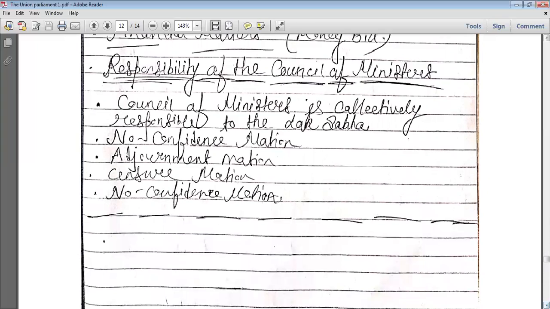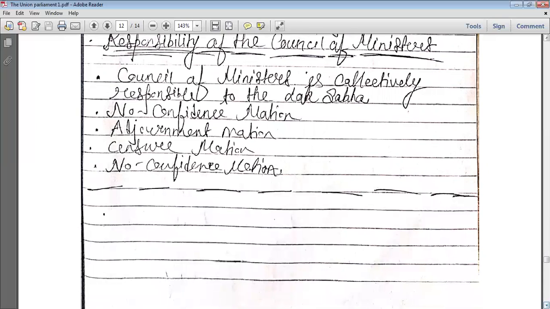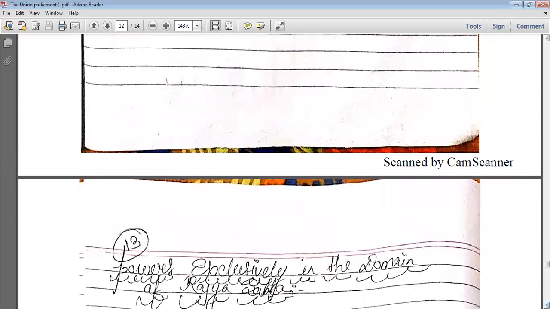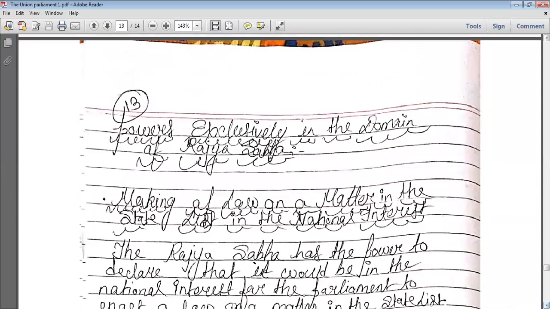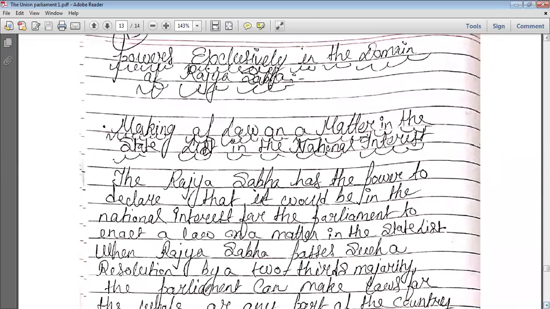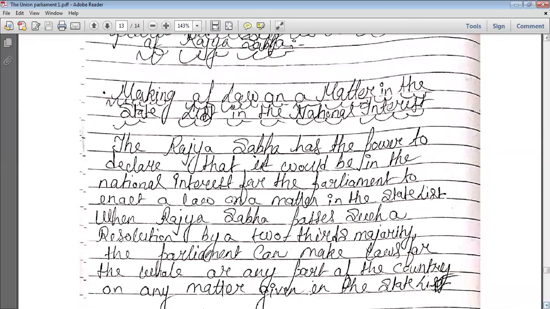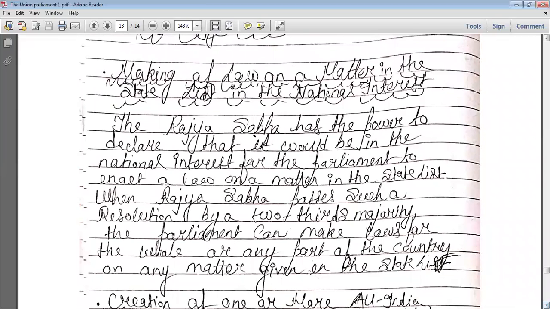Next, responsibility of the Council of Ministers. I have already discussed how the Council of Ministers is collectively responsible to the Lok Sabha, and how they perform the activities by passing various kinds of motion. Next, we would like to discuss the ending portion of the chapter, powers exclusively in the domain of the Rajya Sabha.